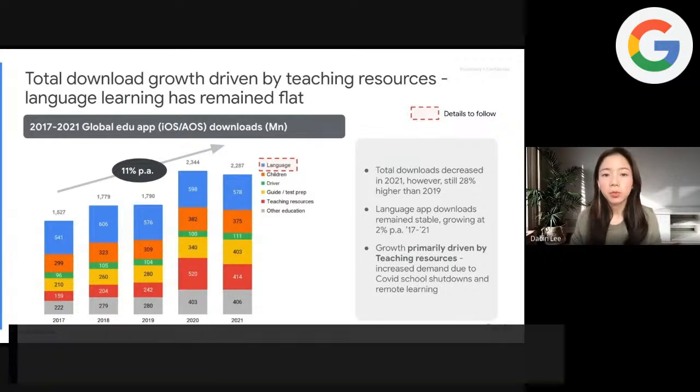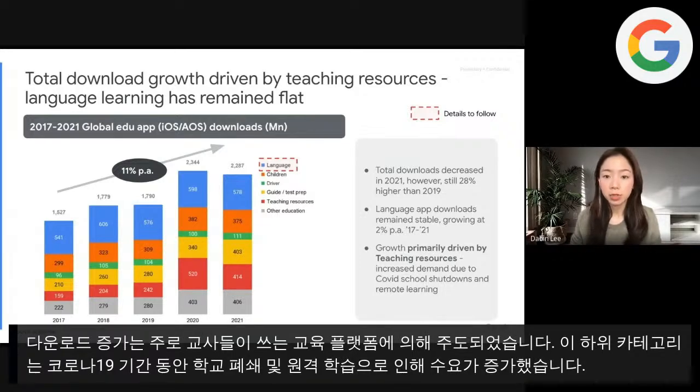The download growth was primarily driven by teaching resources, and this subcategory increased in demand due to school shutdowns and remote learning during COVID.